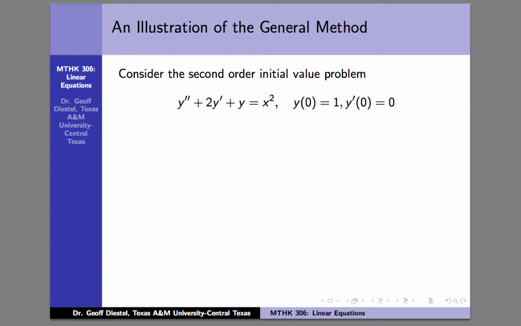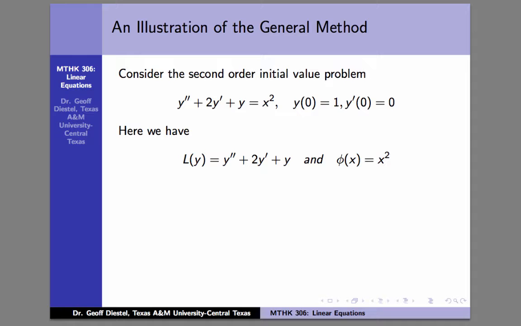So let's look at an example. And again, we're not going to go through the details of how we got these solutions. That's what we're going to talk about later. This is just to illustrate how this two-step process works. So in this case, we have a second-order linear equation. The phi of x function is x squared, as we see on the right-hand side. And then we have two initial conditions because we're going to have two constants to determine.